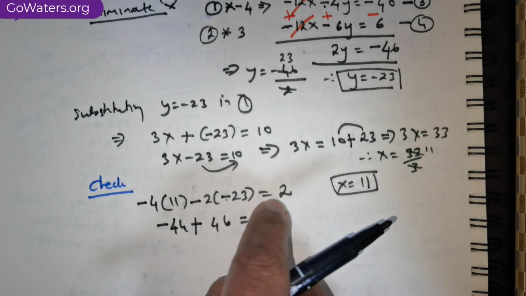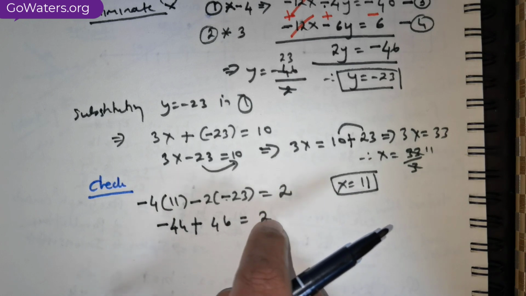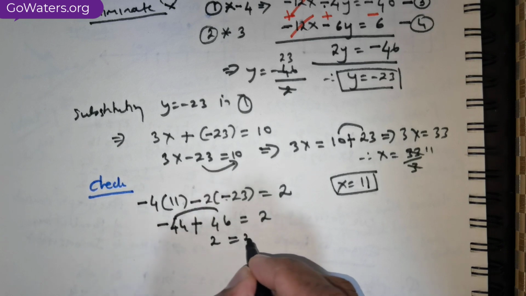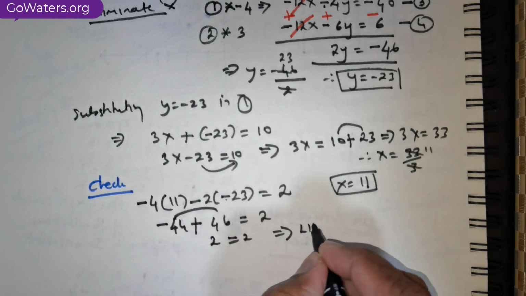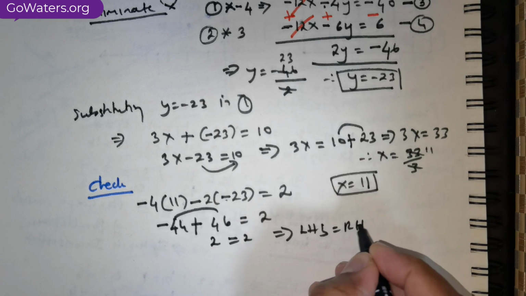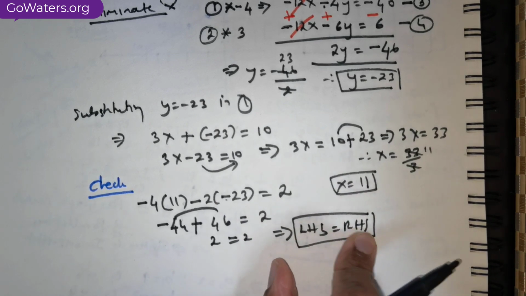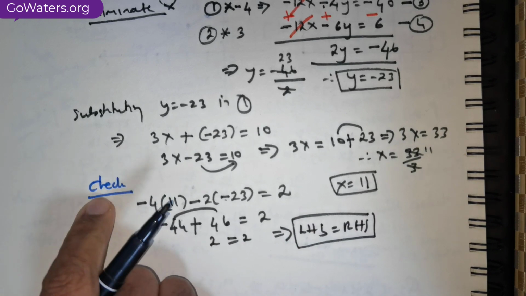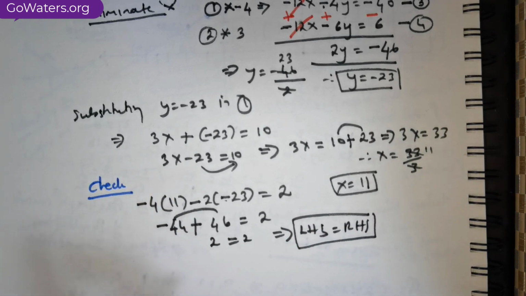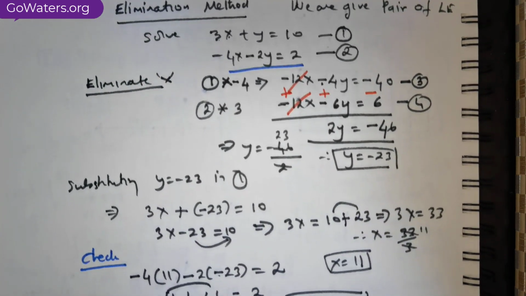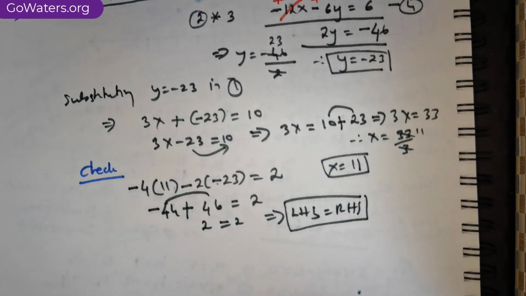This 2 is actually present on the equation side, on the right hand side. 46 added with 44 would give you positive 2, which is equal to 2. So this would mean the left hand side is equal to right hand side. So make sure that you state this explicitly. Left hand side is equal to right hand side, and underline this word check. So this would convey to the examiner that you have meticulously executed the solution for this particular system. So we'll move on to the next question.